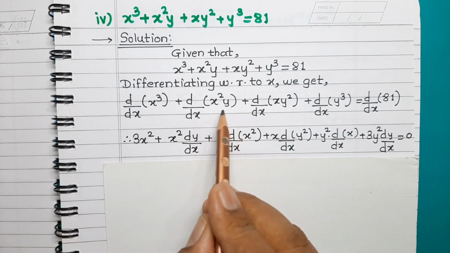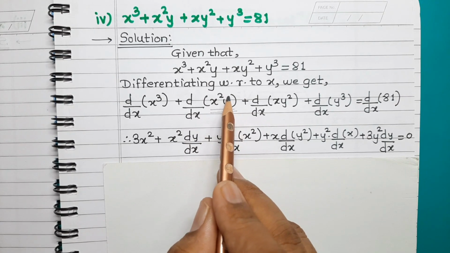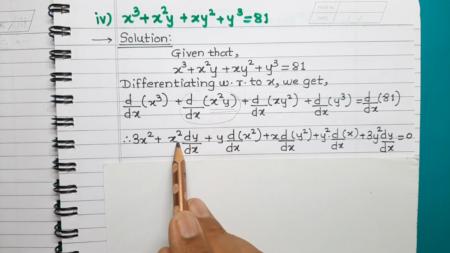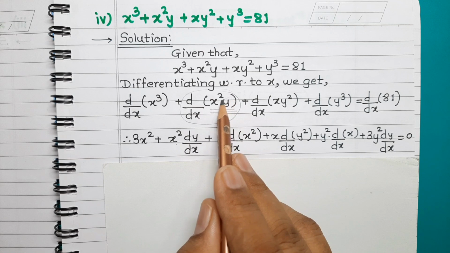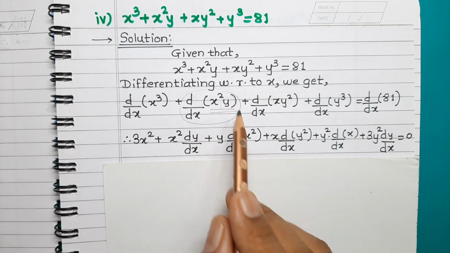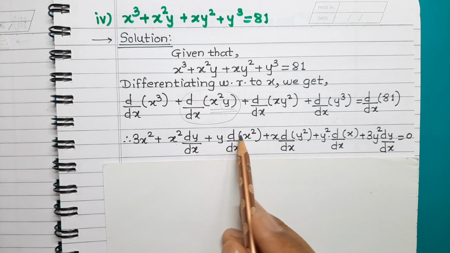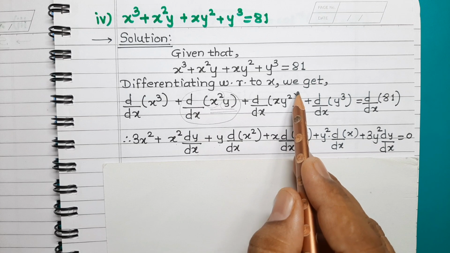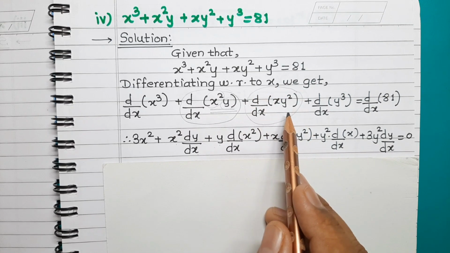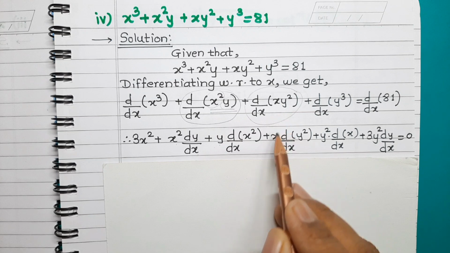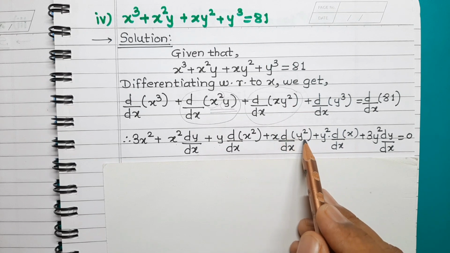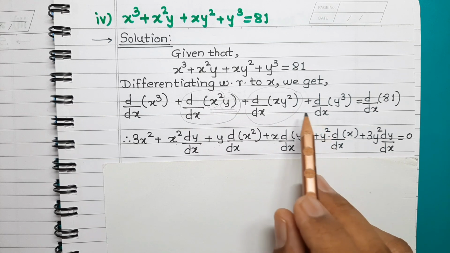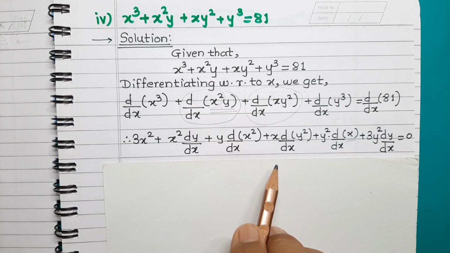Then here you have to use the product rule to evaluate this derivative. So using the product rule, let's treat x square as the first function multiplied by the derivative of the second function, dy by dx, plus the second function y as it is multiplied by the derivative of the first function, which is x square. Plus again, here to find this derivative you have to use the product rule. So x is the first function multiplied by the derivative of y square, that is the second function, plus keeping the second function y square as it is multiplied by the derivative of the first function, which is x.